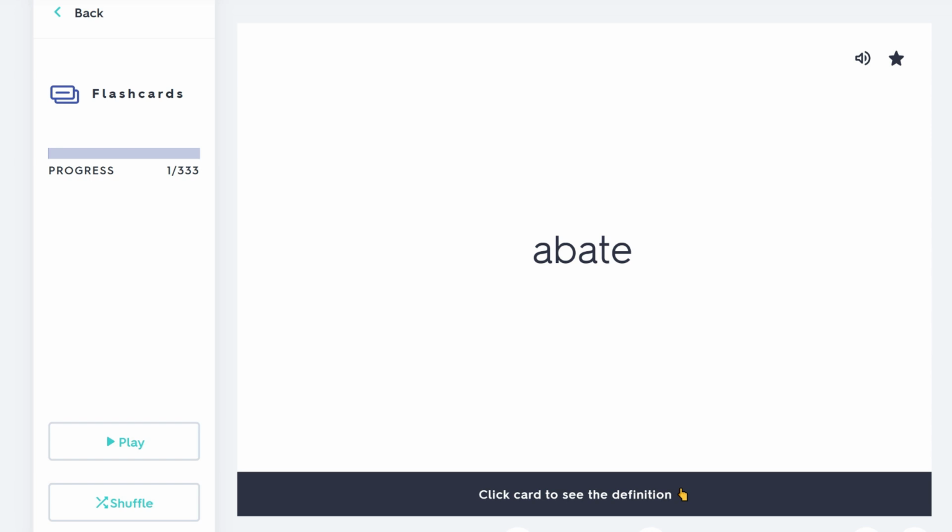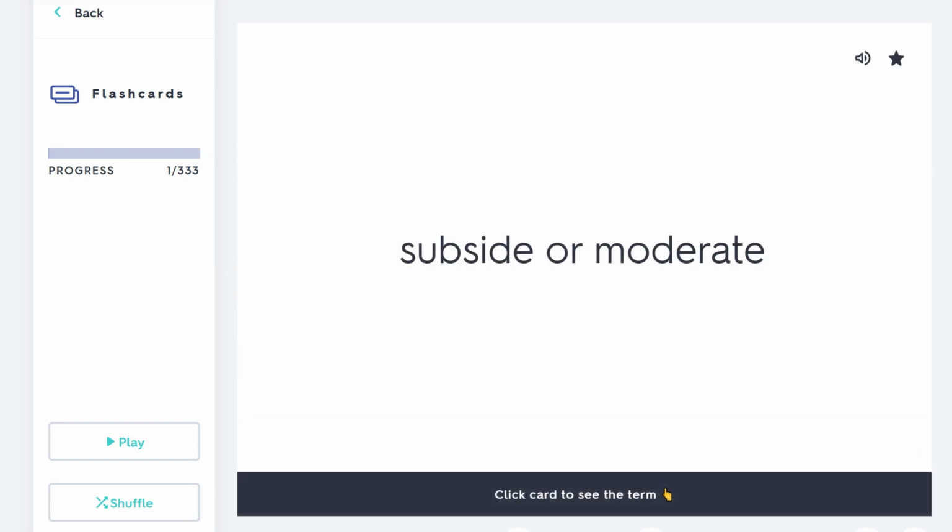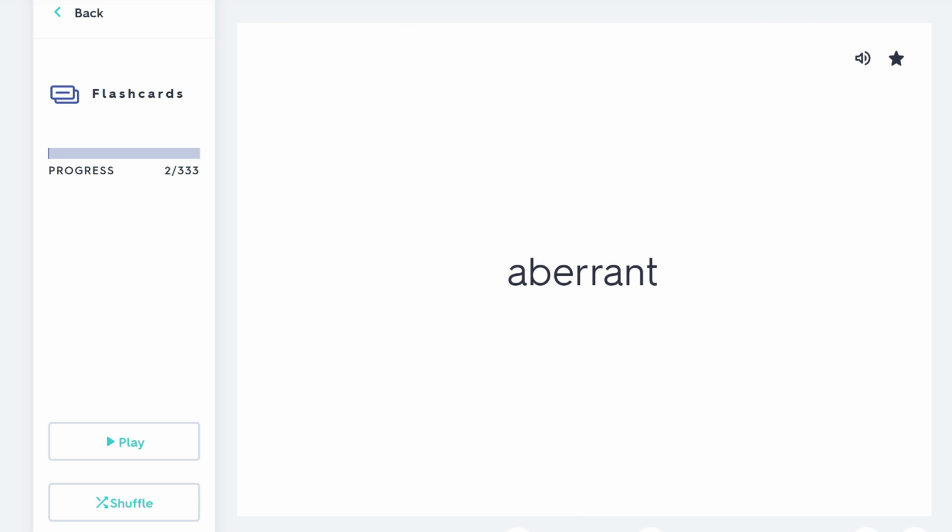First word is abate. That means subside or moderate. The storm abated. It went down in strength. Aberrant. Abnormal or deviant. His behaviour is just aberrant. That's not normal. Abeyance. Suspended action. His punishment is in abeyance. We're not going to do it yet, but we definitely are intending to do it. He's not going to get away with it.